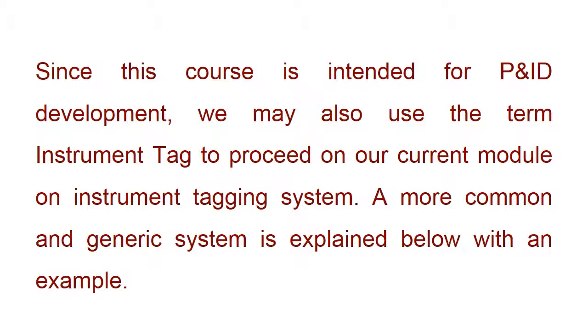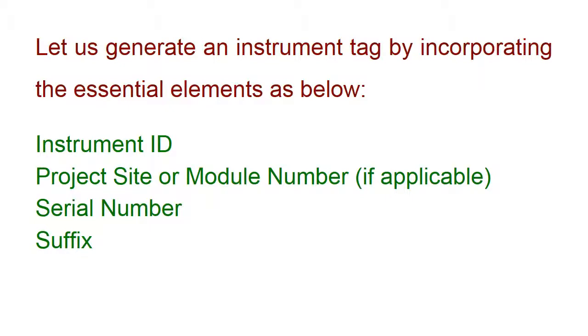Since this course is intended for P&ID development, we may also use the term instrument tag to proceed on our current module on instrument tagging system. A more common and generic system is explained below with an example. Let us generate an instrument tag by incorporating the essential elements as below. Instrument ID, project site or module number, if applicable, serial number, suffix.